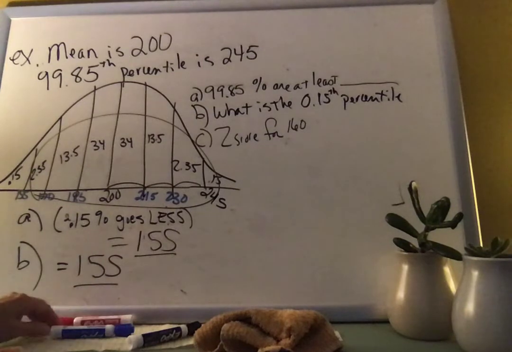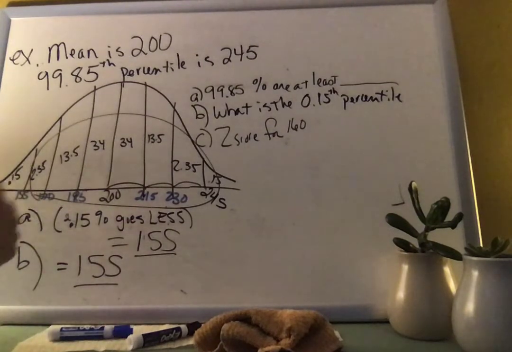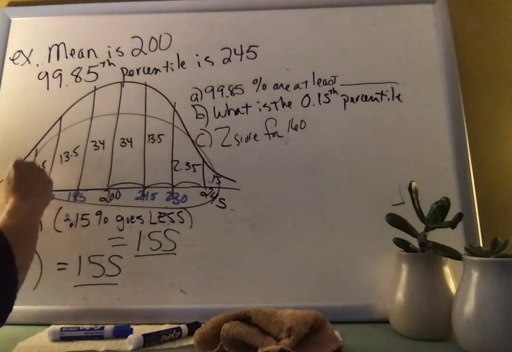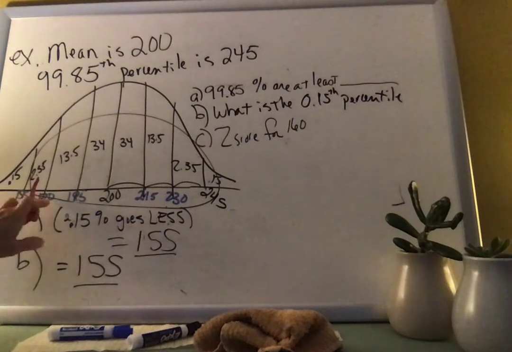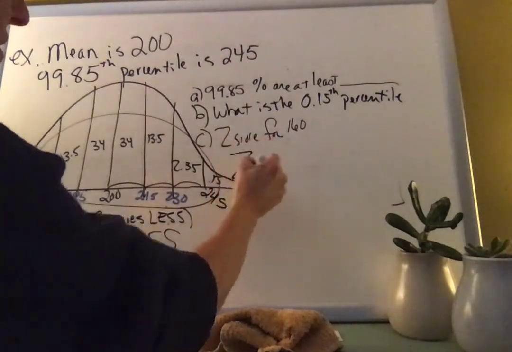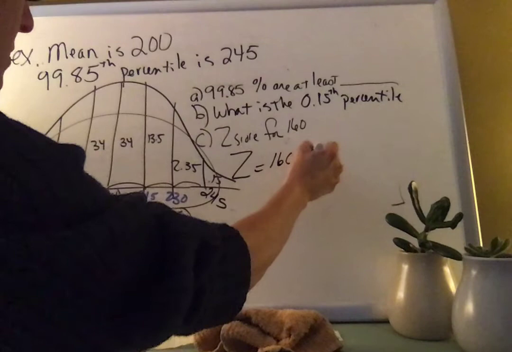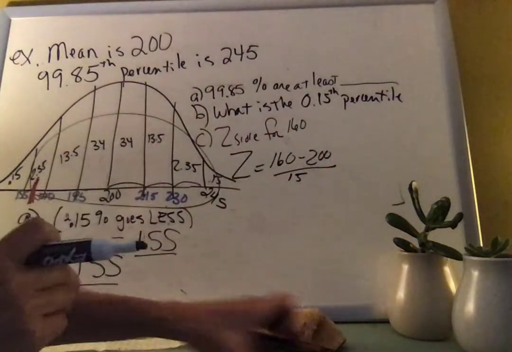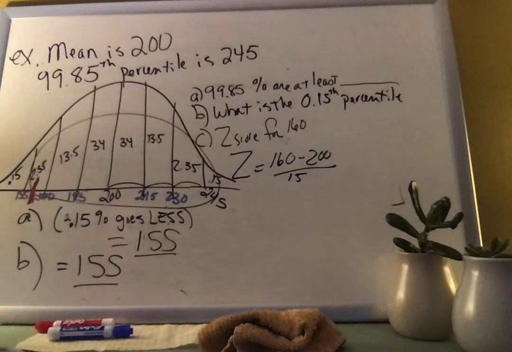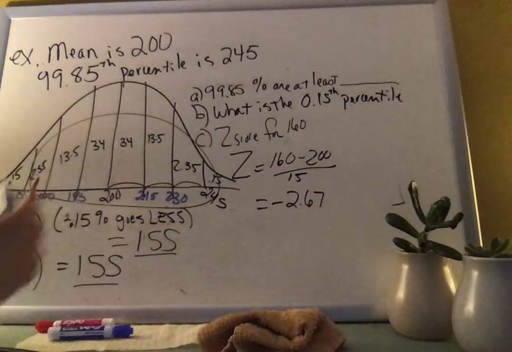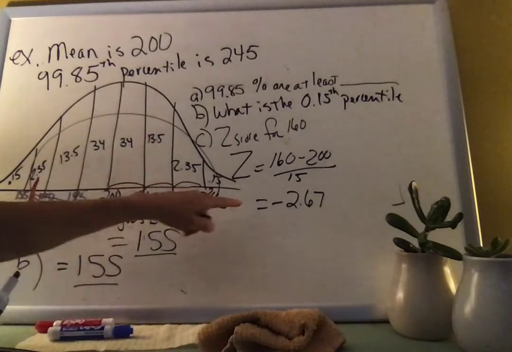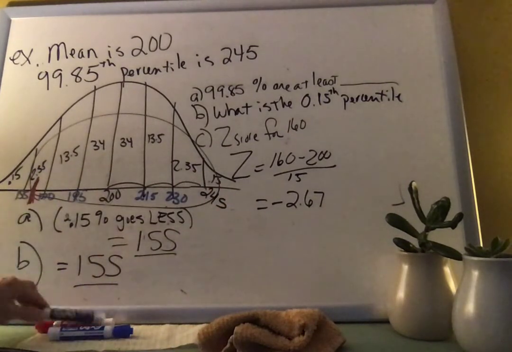And then z-score for 160. Let's just get an estimate so we know if we make a mistake on our calculator. 160 is somewhere in there. So that's a z-score of 0, -1, -2, -3. I know it has to be between -2 and -3. The z-score equals observation minus mean over standard deviation. That gives -2.67. Yes, I knew it was between -2 and -3. My answer supports that, so I have not made a silly mistake.